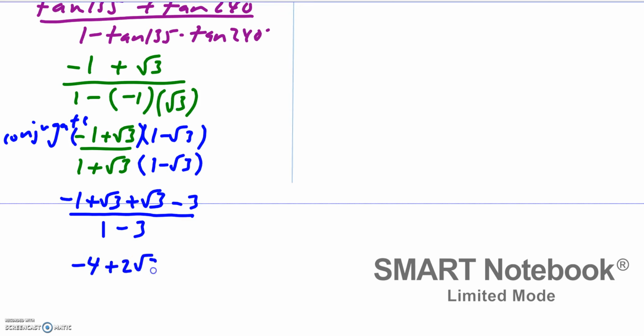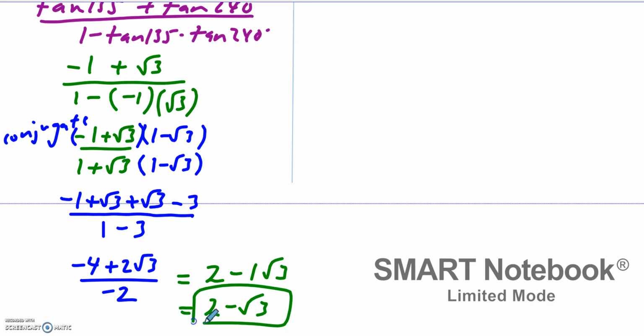If I keep simplifying this and combine like terms in the numerator, that would be -4 plus 2 √3s all over -2. And then you can think about dividing this term by -2 and this term by -2. -4 divided by -2 is a positive 2. 2 √3 divided by -2 is technically -1 √3, but the most simple answer is just 2 minus √3. And these are not like terms, so you leave them separate.